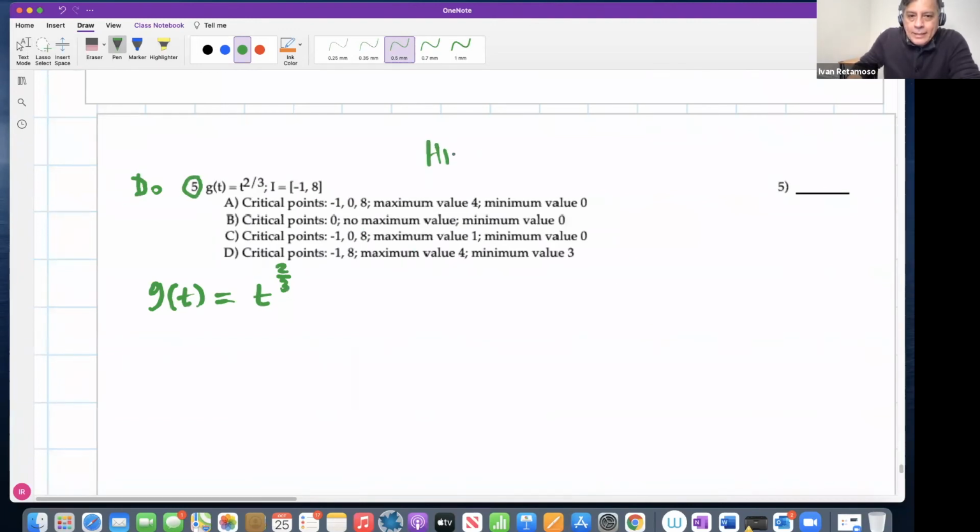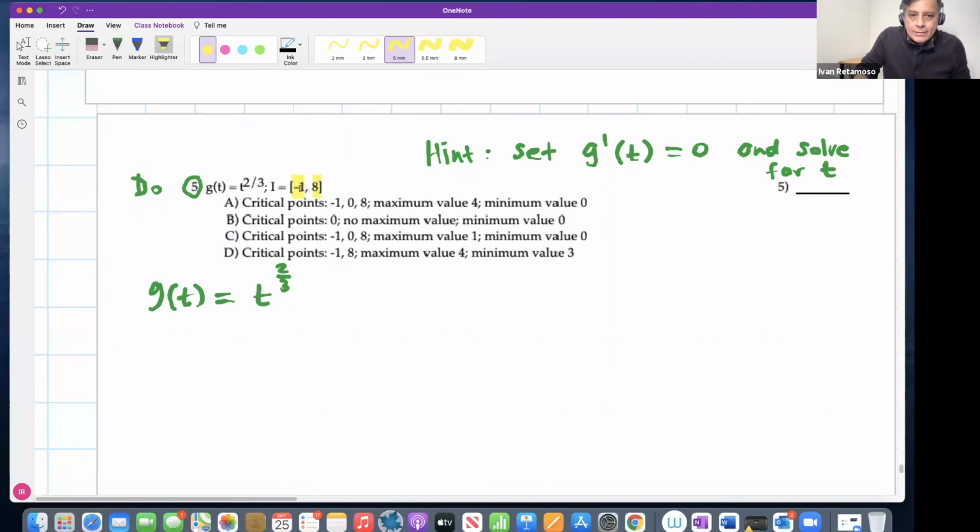As usual, the hint is set the derivative of this function equal to 0 and solve for t, to find the critical points first. Then you construct that table where you're going to put together the first value, the last value, and in between the critical points. Following that table, you should be able to identify the absolute maximum and the absolute minimum. So try, guys. And if you have questions, as usual, just let me know.